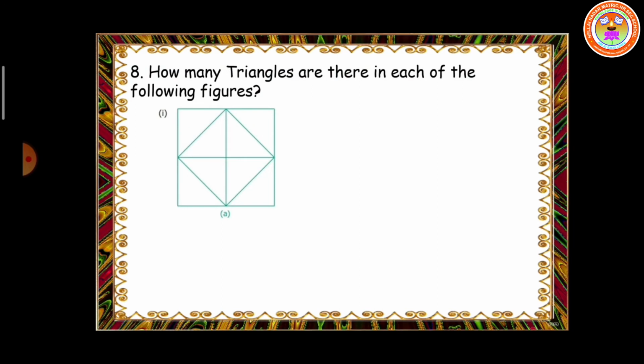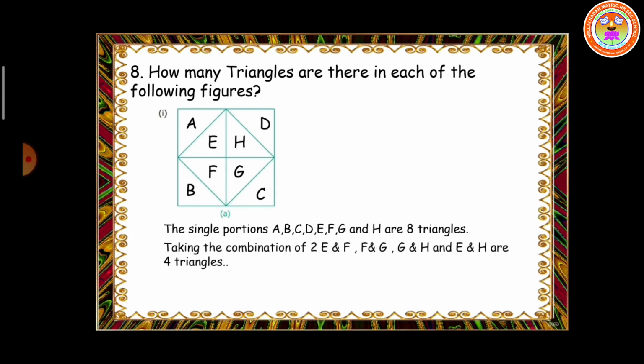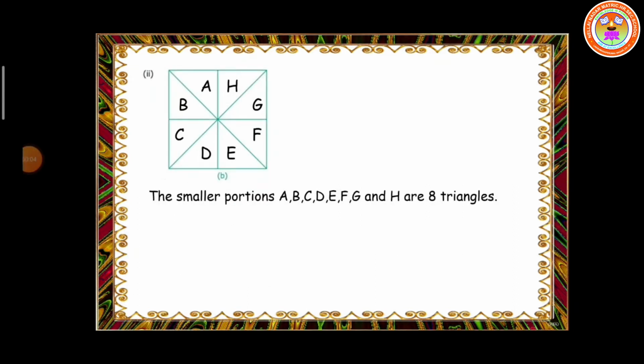Eighth question. How many triangles are there in each of the following figures? The single portions A, B, C, D, E, F, G, H are 8 triangles. Taking the combination of 2, EF, FG, GH, EH, or 4 triangles. There are 8 plus 4 is equal to 12 triangles.